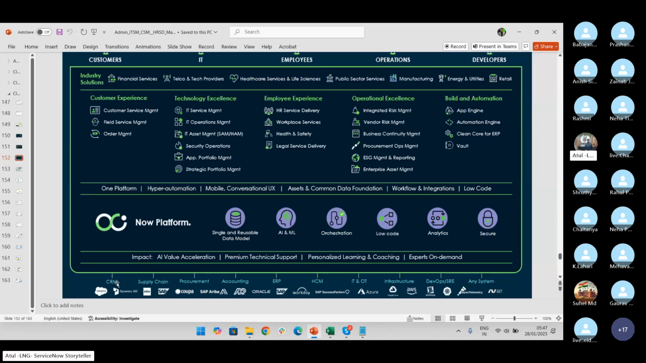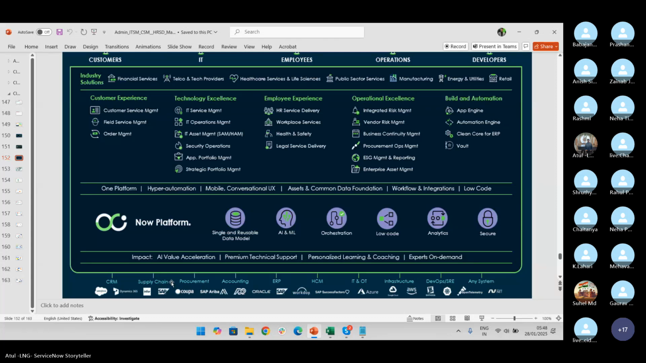CRM. Not 2 days back, last week in Vegas, there was an event called Sales Kickoff 2025. ServiceNow announced that they are going to enter the CRM domain. What this means is the functionality which is provided by Salesforce can now be built in ServiceNow as well, so that customers do not need to buy multiple products for multiple things. They can buy ServiceNow and everything will be there.